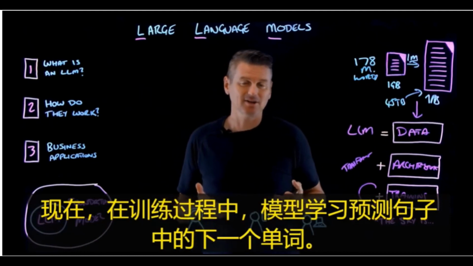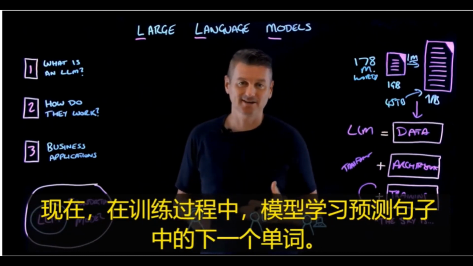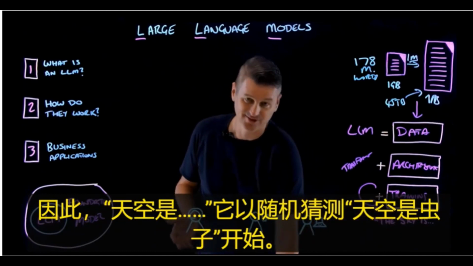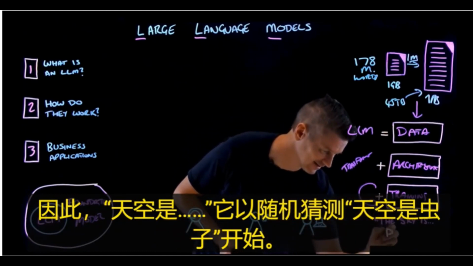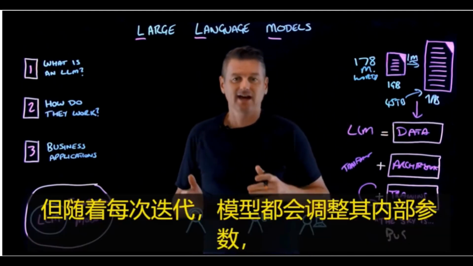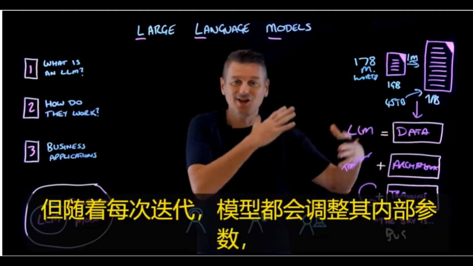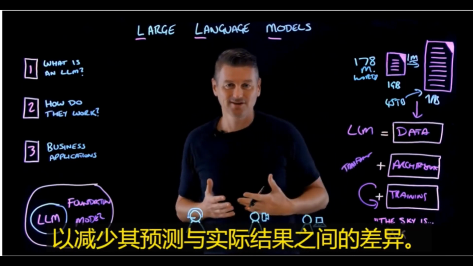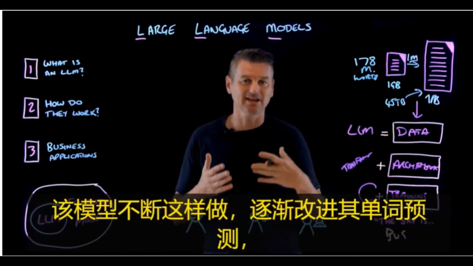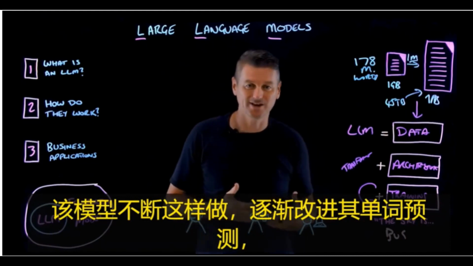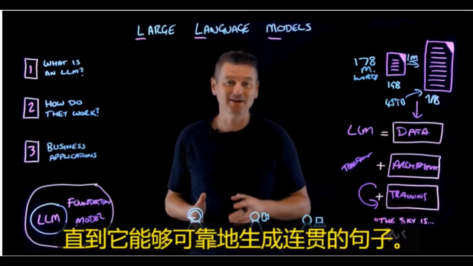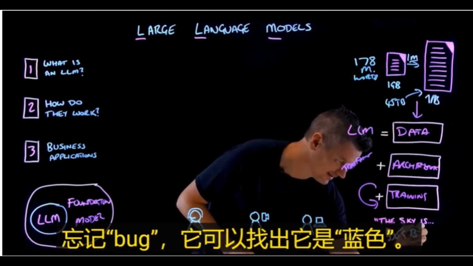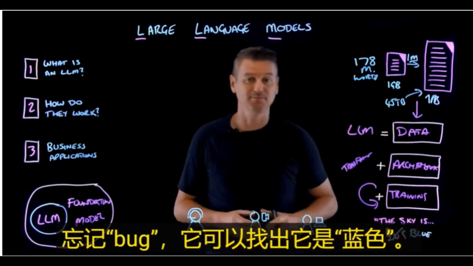Now, during training, the model learns to predict the next word in a sentence. So, "the sky is..." it starts off with a random guess. "The sky is bug." But with each iteration, the model adjusts its internal parameters to reduce the difference between its predictions and the actual outcomes. The model keeps doing this, gradually improving its word predictions until it can reliably generate coherent sentences. Forget about bug. You can figure out it's blue.